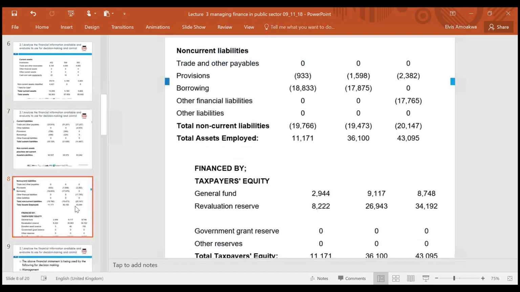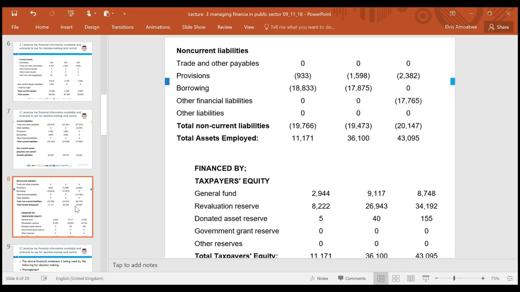Right, so the next slide is about non-current liabilities. I told you we have current liabilities and non-current liabilities. We have trade and other payables, provisions and borrowing. So total non-current liabilities is 19,766 for 2010, 19,473 for 2009, and 20,147 for 2008. So total assets employed figures have been given below. So this is what is called the balance sheet for NHS.